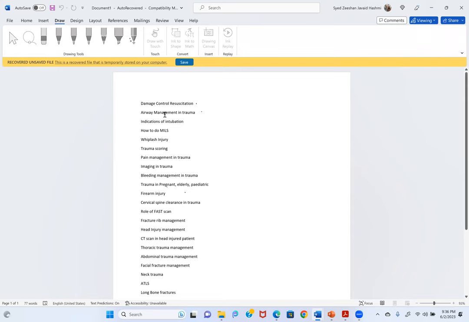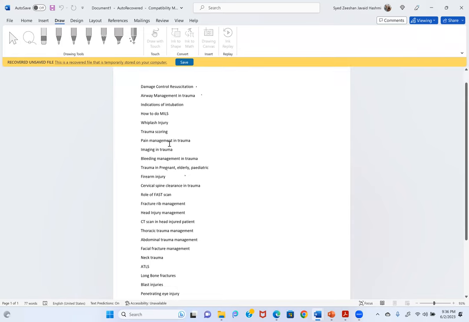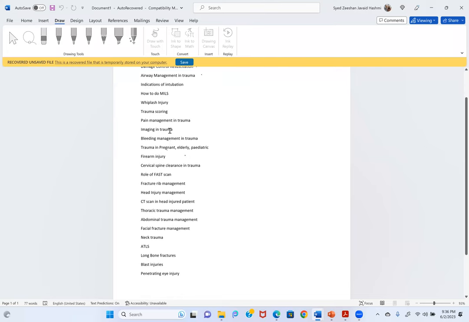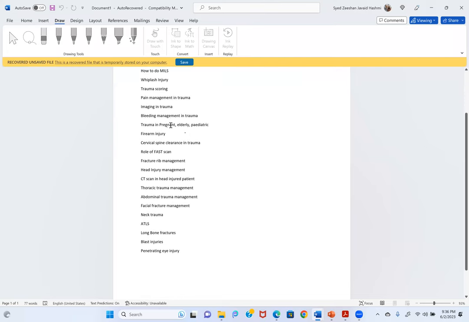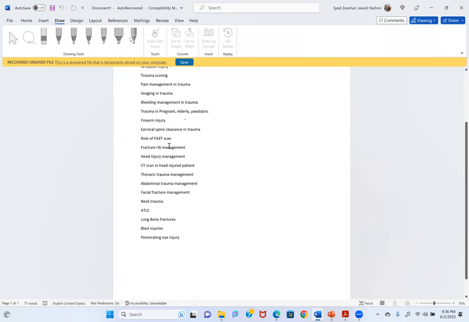So damage control, resuscitation, airway management in intubation, MILS, whiplash injury, trauma scoring, pain management in trauma, imaging in trauma, bleeding management in trauma, trauma in specific group of people. Okay, firearm injury, cervical spine clearance, role of FAST scan, fracture rib management, head injury management, CT scan, abdominal, thoracic, facial fractures, neck trauma, and ATLS, long bone fractures, blast injuries, penetrating eye injury.